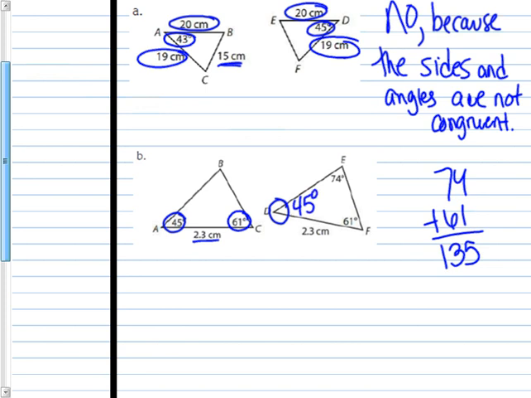So now we know that we have another congruent angle. So with an angle, side, angle, we can prove this. Yes, according to the angle, side, angle theorem. So yes, these are congruent according to the angle, side, angle, and then tack on the word theorem.